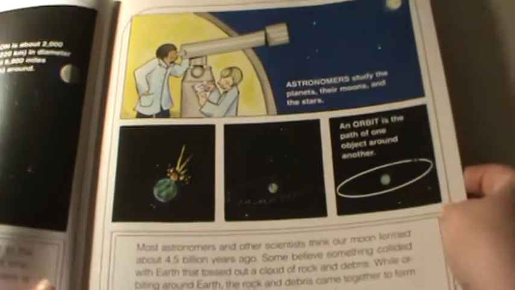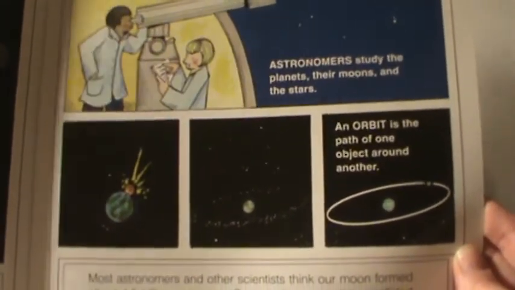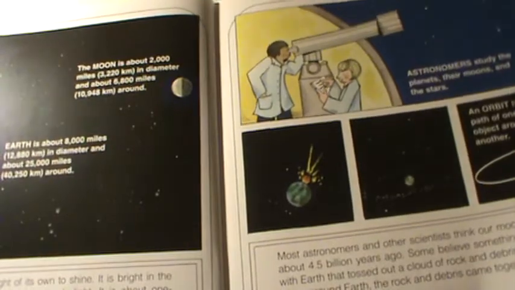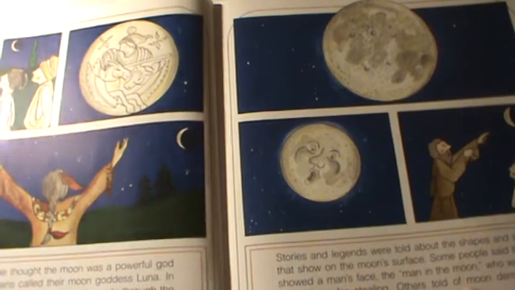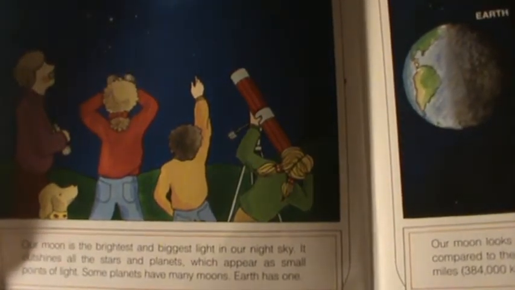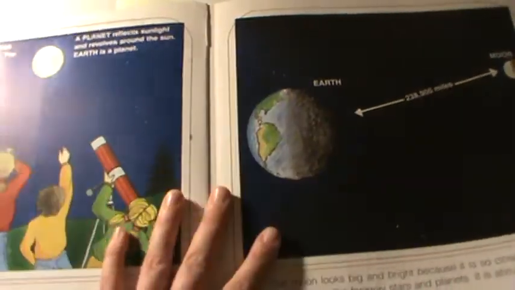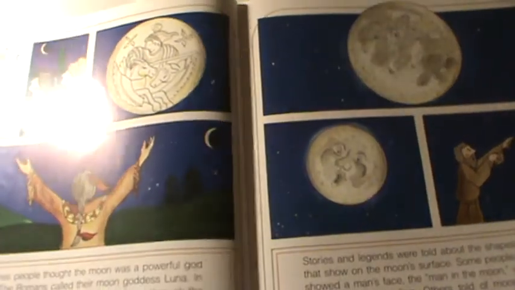So astronomers study the planets, their moons and stars, and orbit is the path of one object around another. So this one says Earth only has one moon. How does the moon move? How does it move around the Earth? So through those pages that we've talked about, how do we know?